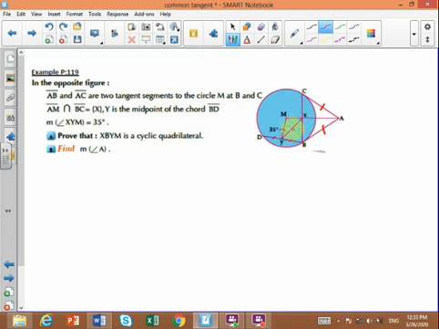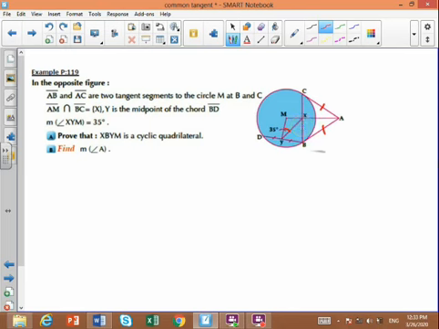Y is the midpoint of the chord BD. And angle XYM, this small angle, equals 35. I want to prove that XBYM is a cyclic quadrilateral.